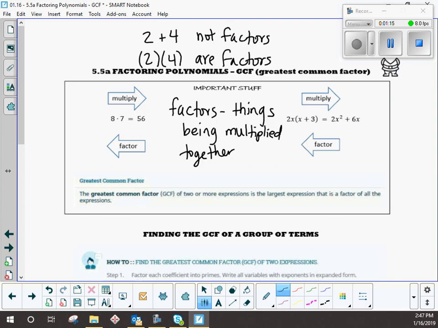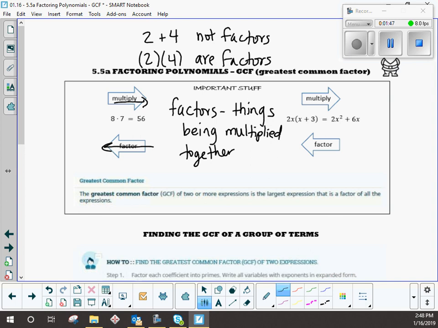So if you look at this example on the left-hand side, I have 8 times 7 equals 56. If we're going from left to right, 8 times 7 equals 56, we're multiplying. But if we start at 56 and go backwards, breaking it down into 8 times 7, that's called factoring, because we broke it down into 2 factors, 2 things being multiplied, the 8 times the 7. And that's just with numbers. Over here, it's the same.